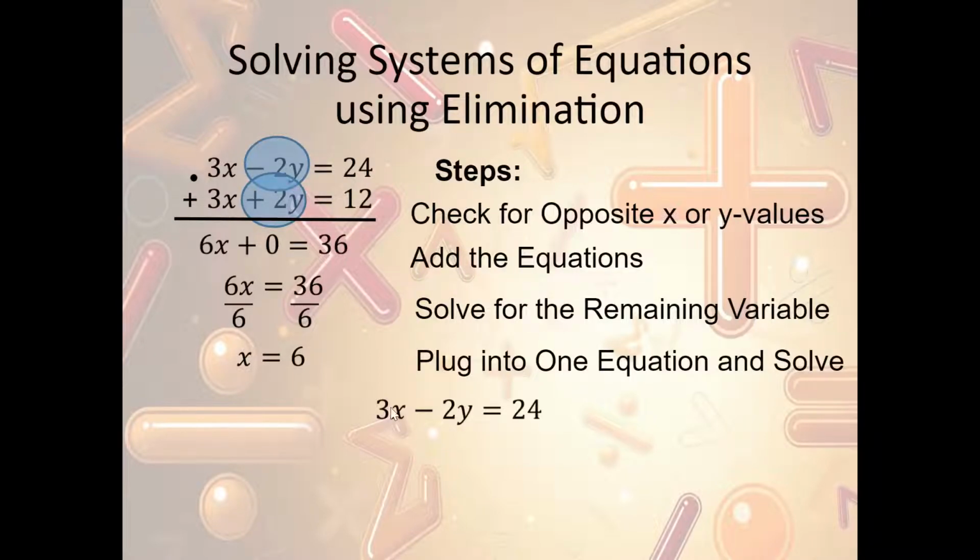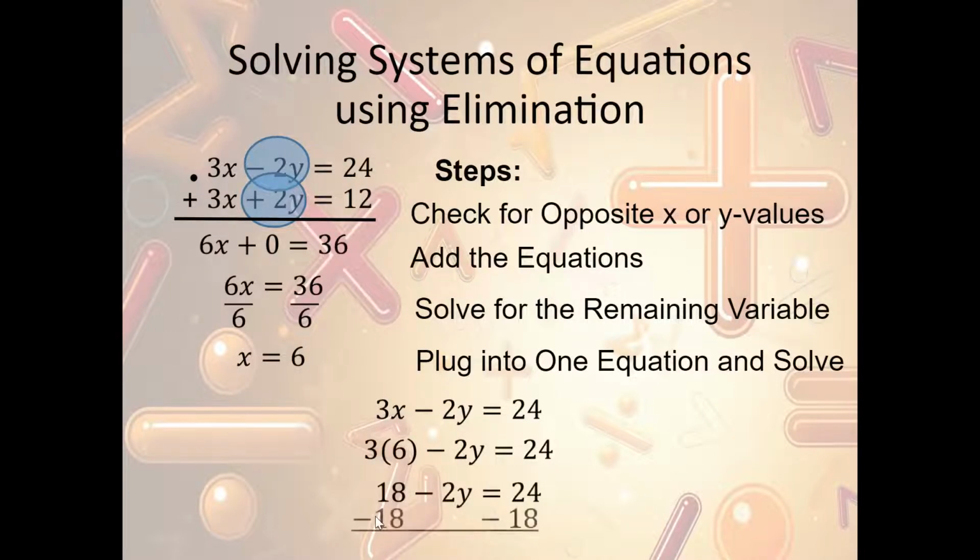So instead of 3x minus 2y is equal to 24, it's going to be 3 times 6 minus 2y is equal to 24. So 3 times 6 is 18. So we get 18 minus 2y is equal to 24. We need to get rid of this 18, so we're going to subtract 18. And we're left with negative 2y is equal to 24 minus 18 is 6. We'll divide both sides by negative 2, and we get y is equal to negative 3.